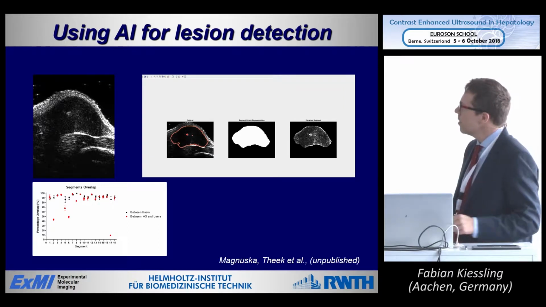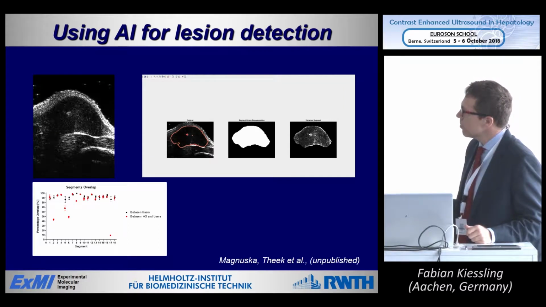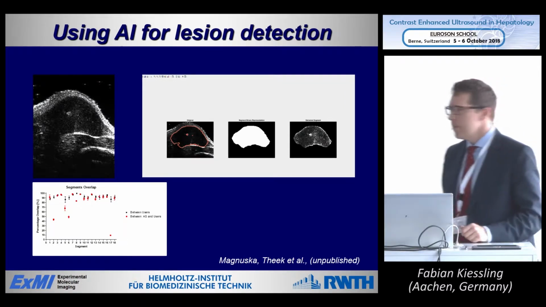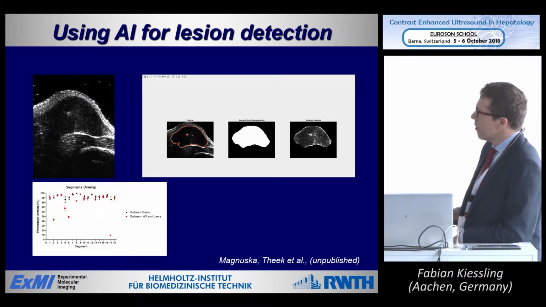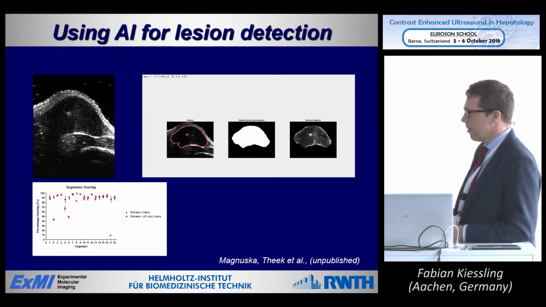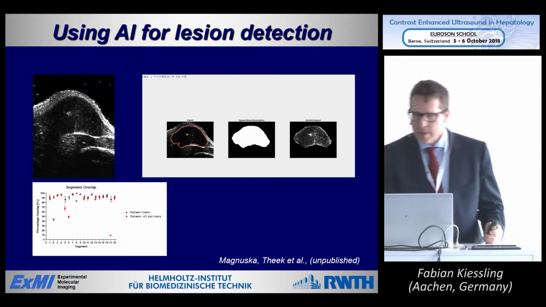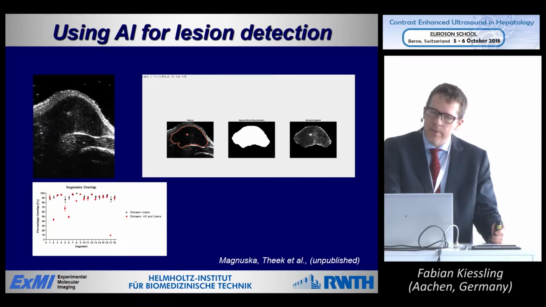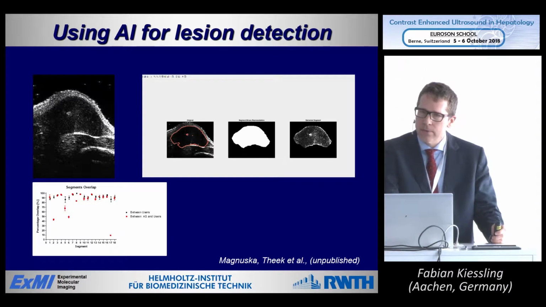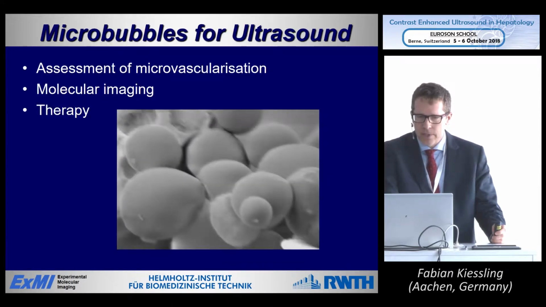Here you see that we are very close to the user data, but with a much lower variability between observers. There are some outliers that we have to look at, but this is certainly a problem that can be solved. So we can really take aid of computer power and artificial intelligence to improve reproducibility of ultrasound imaging.